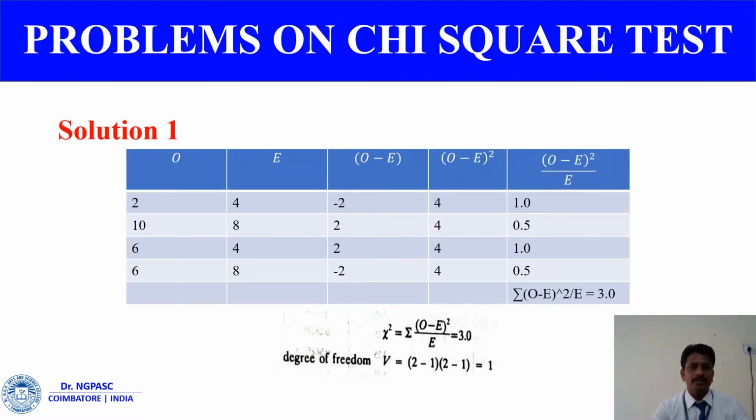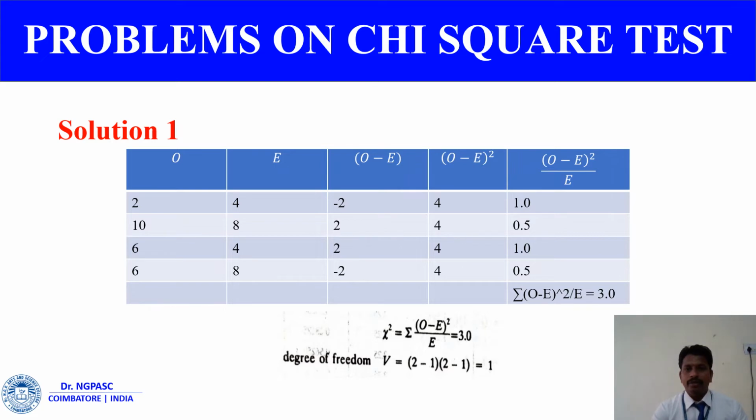Observed frequencies: 2, 10, 6, 6. The expected frequency of 2 is 4. The expected frequency of 10 is 8. The expected frequency of 6 is 4. The expected frequency of 6 is 8. Next, to calculate observed frequency minus expected frequency, that is the deviation of observed and expected frequency. 2 minus 4 equal to minus 2. 10 minus 8 equal to 2. 6 minus 4 equal to 2. 6 minus 8 equal to minus 2.